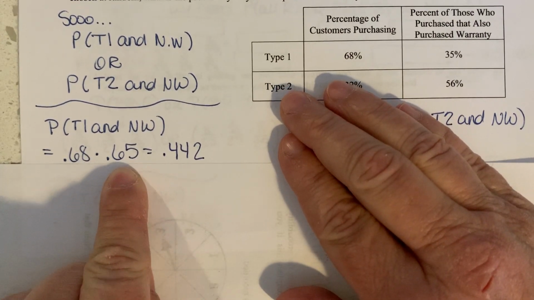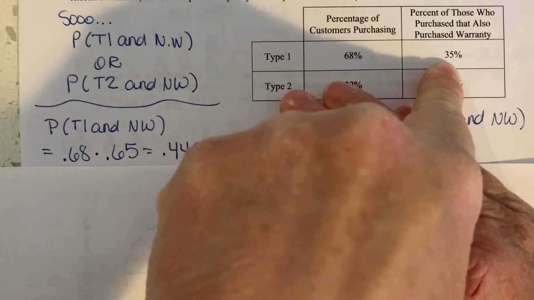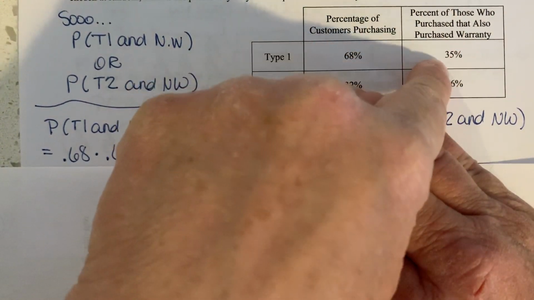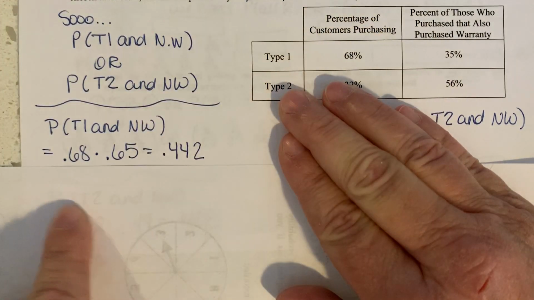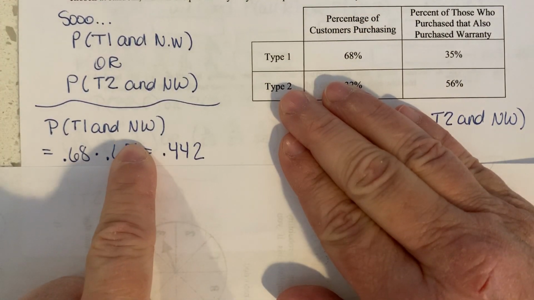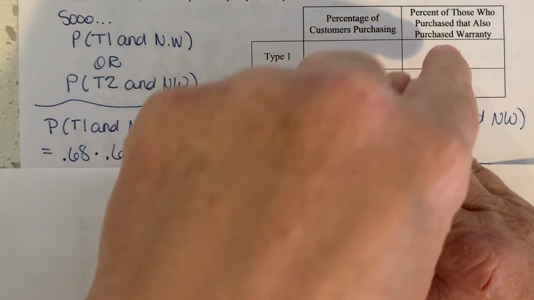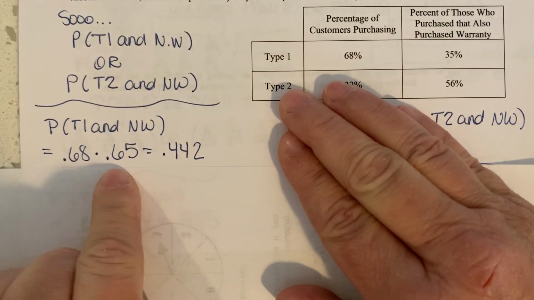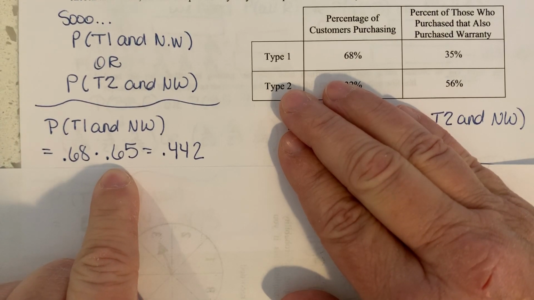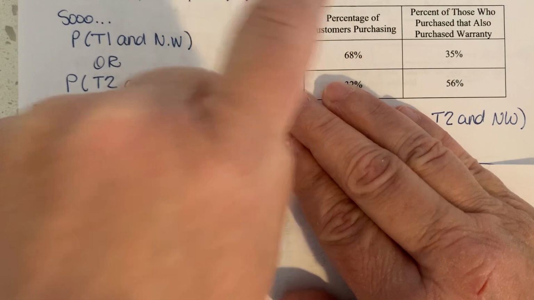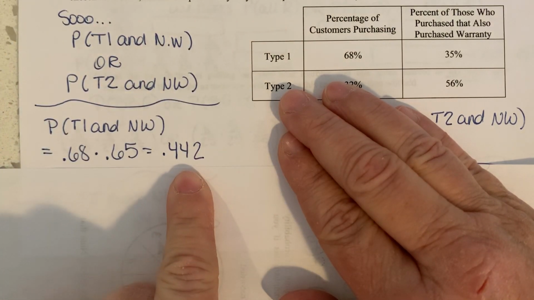Now, why is it 0.65 and not 0.35? Well, this is the probability they wanted the warranty. So if you subtract that from 100, you get 65% that did not want the warranty. So 35% wanted it, but we want to know who didn't choose a warranty, and that's 65%. So we multiply 68% times 65%, and we get this number.